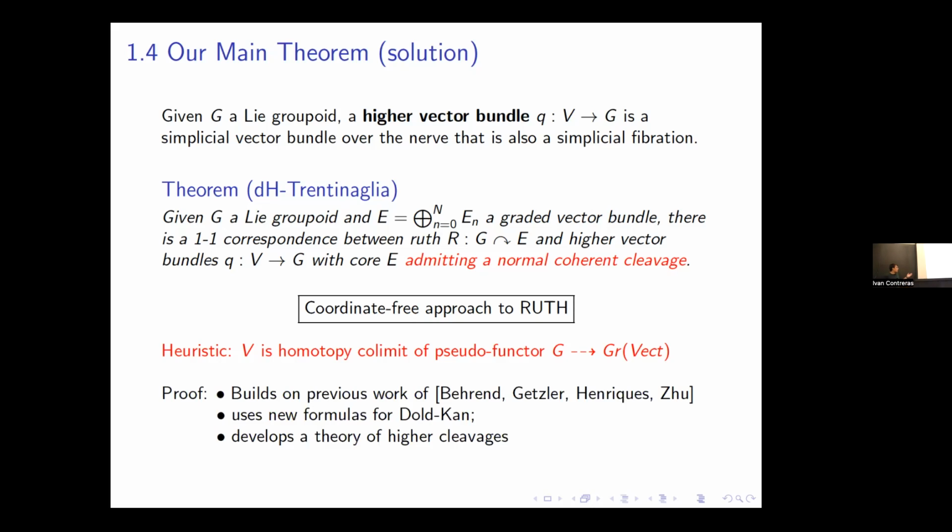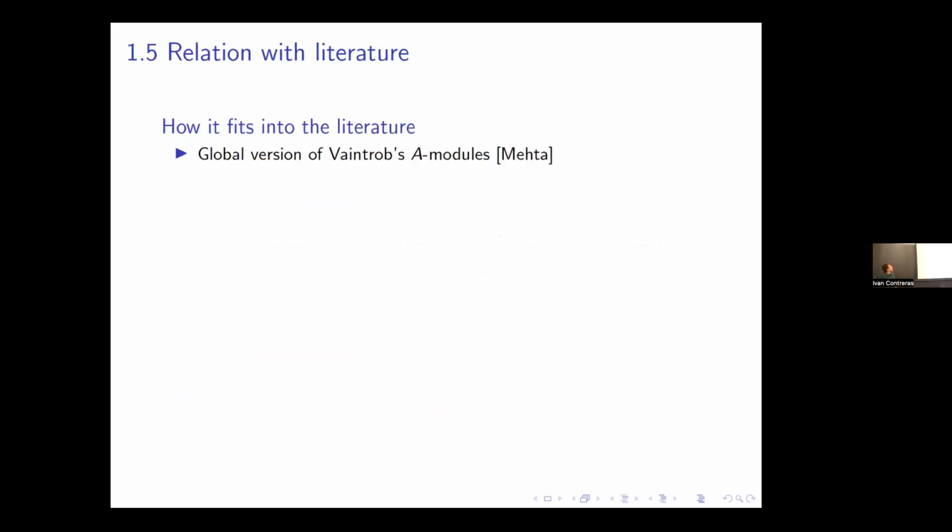So our proof builds on previous work on simplicial manifolds by Kai Behrend, Ezra Getzler, Andre Henriques, and Chenchang Zhu. But there are these two simple ingredients also that I want to tell you later: new formulas for de Rham, which I think are very surprising because de Rham is very well known and appears everywhere, and a theory of higher cleavages that allows us to do these push forwards between fibers of a simplicial manifold. And so to finish this part, let me tell you how our theory relates to the literature.